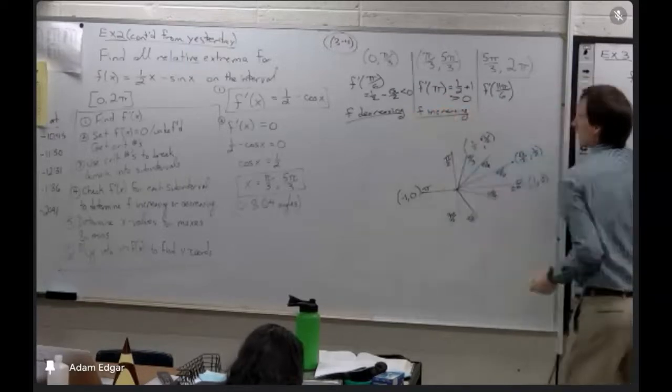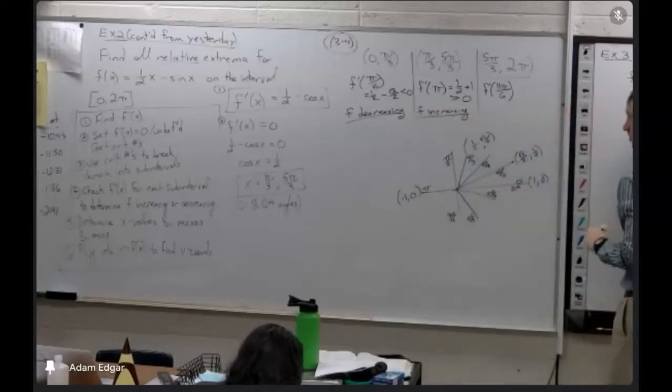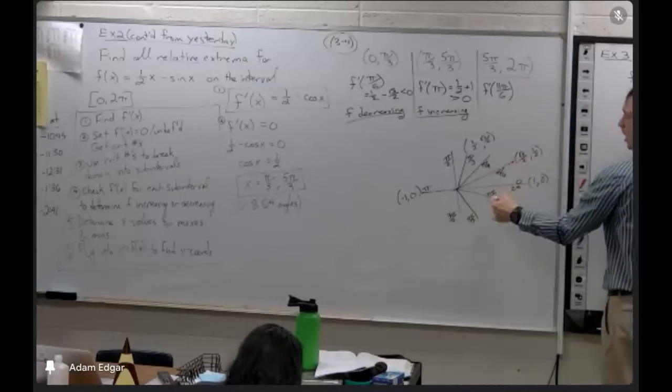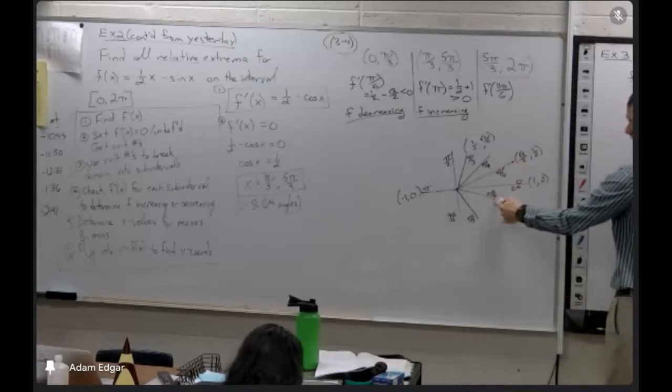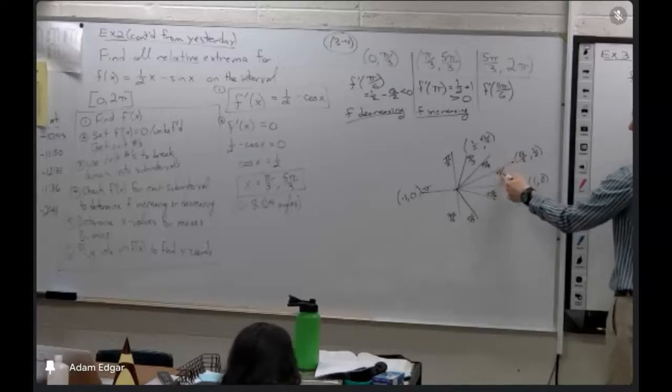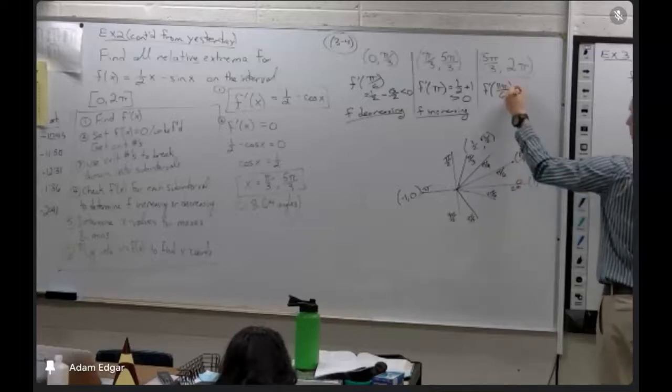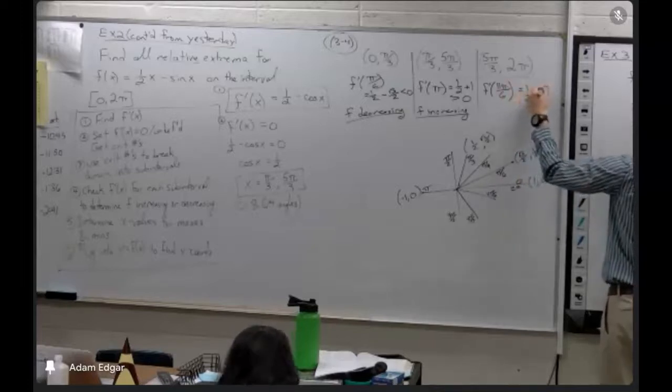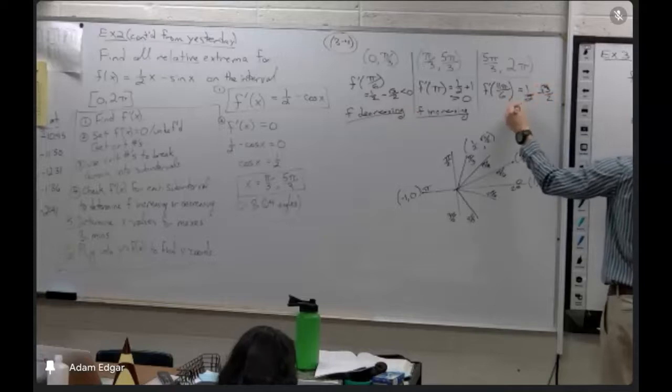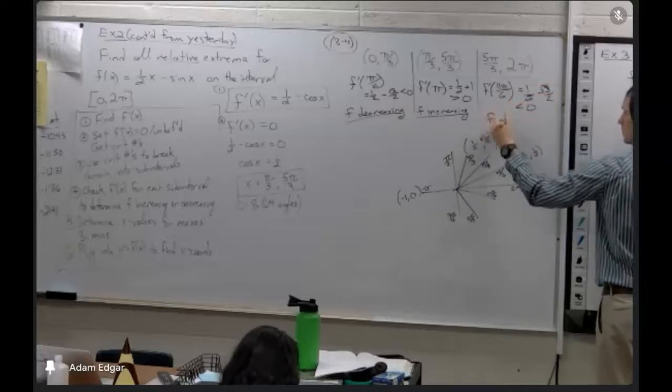And then for 11 pi over 6, we're in quadrant 4. Is cosine positive or negative in quadrant 4? Positive. So you just look at pi over 6 and keep it positive. What's cosine of pi over 6? Root 3 over 2 again. So that's back to 1/2 minus root 3 over 2, and that's negative again. So f is back to decreasing.